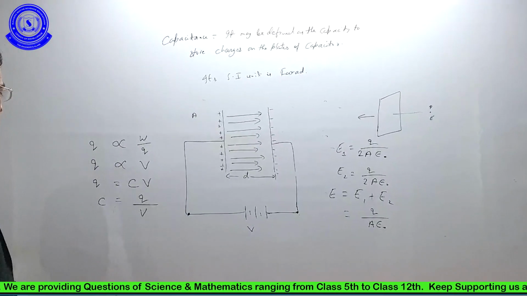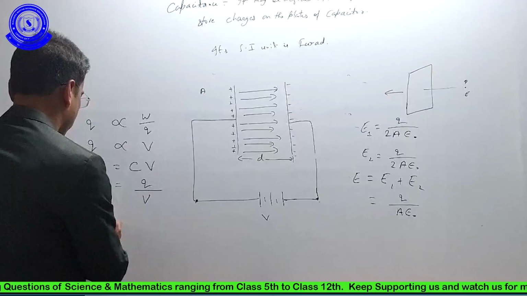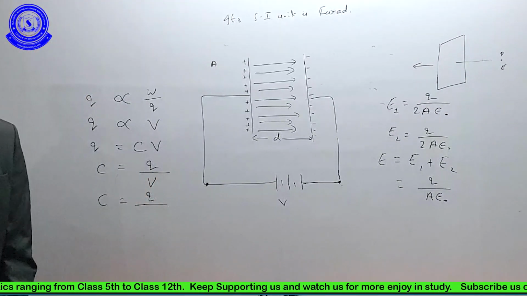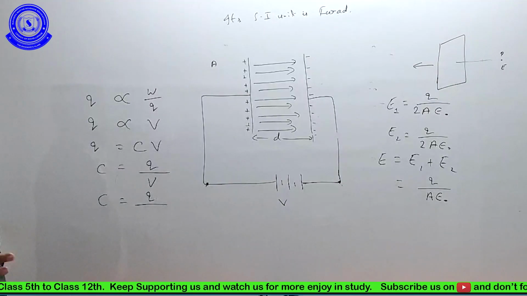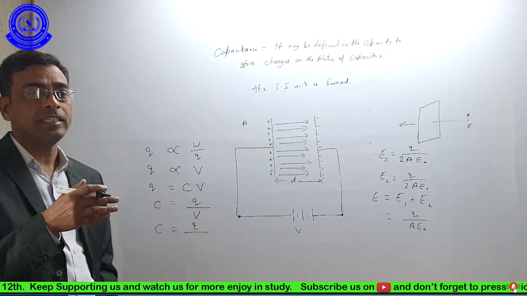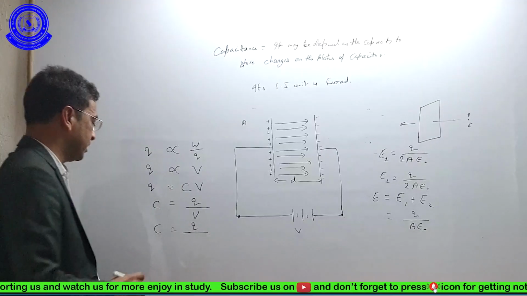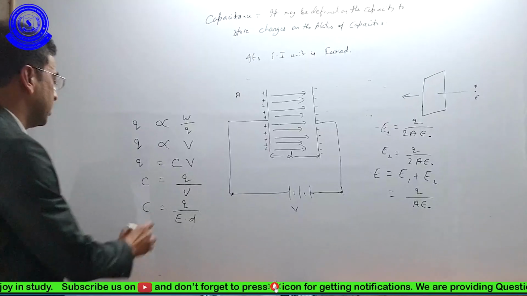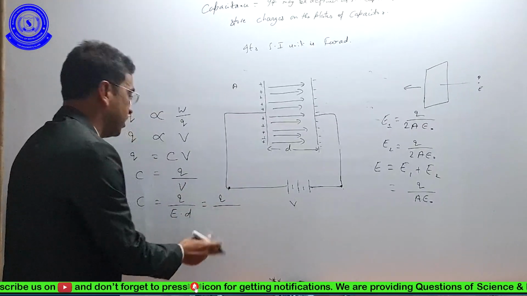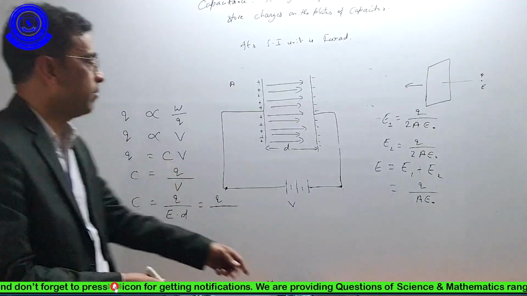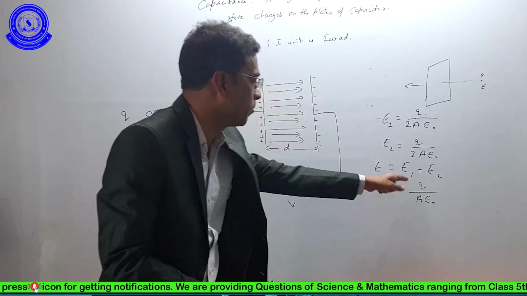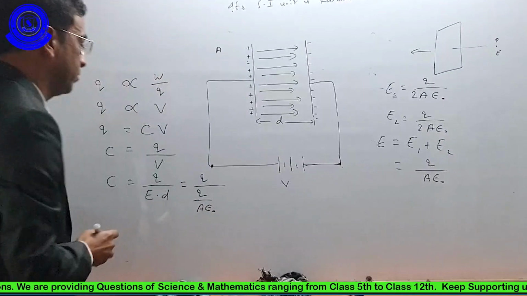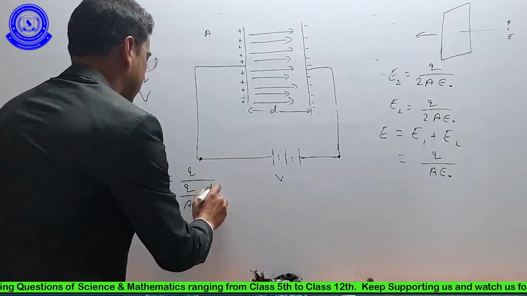As we know, Q by V, and V is equal to the multiple of electric field and distance, that is E into D. The electric field for this case is in the form Q by A epsilon naught, and it is D.